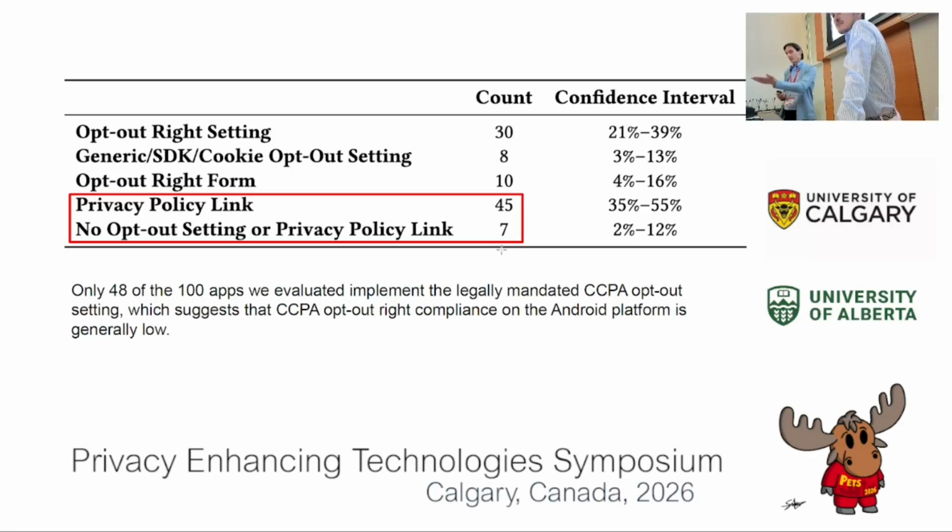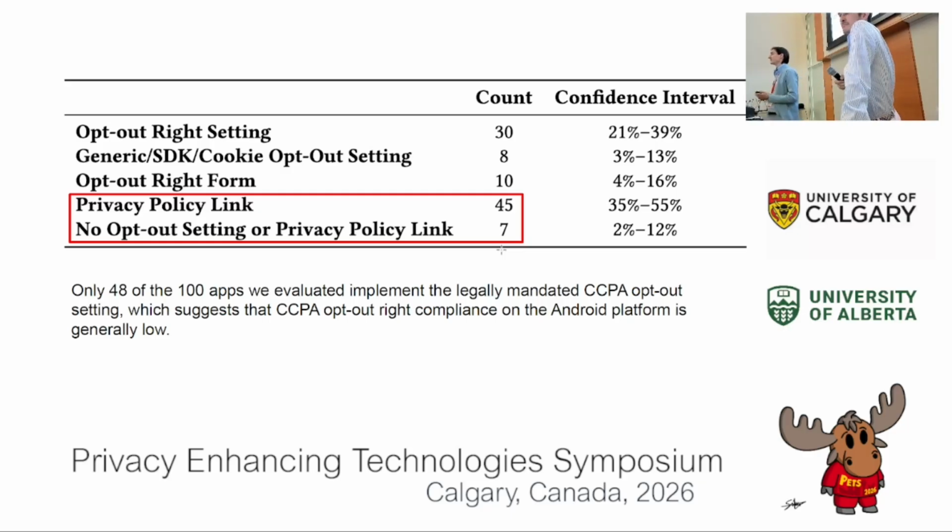Now comes the privacy policy part. As you can see here, these are the results of our first study. We looked at 100 apps, and it turns out that 45 of them just have a privacy policy link. There is no setting at all, just a link to a privacy policy. And then 7 apps don't even have that. They don't have a privacy policy, and they don't have any way to exercise the opt-out right. So there are 52 apps that have nothing.